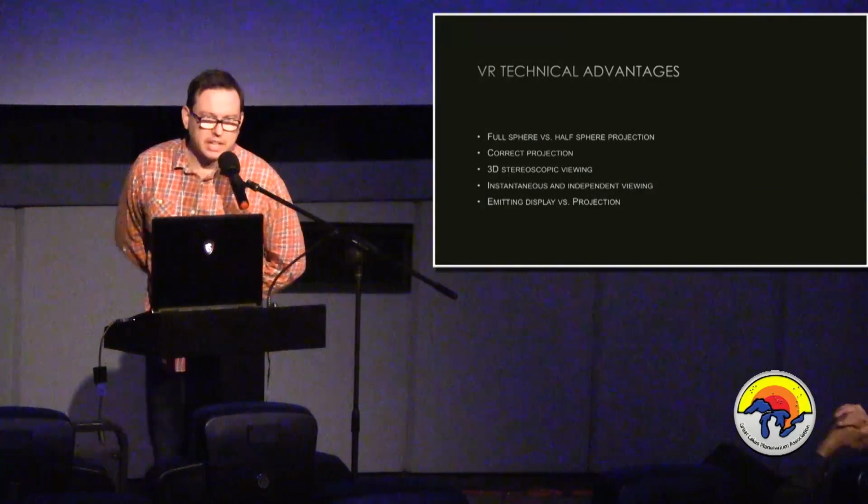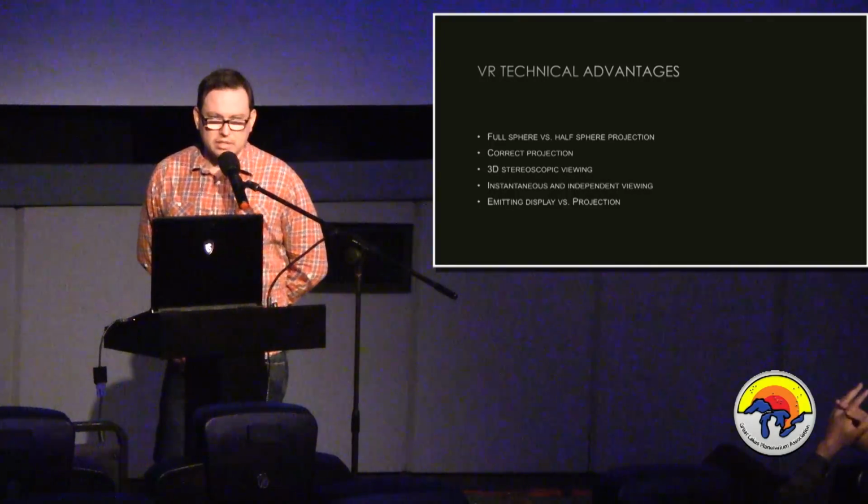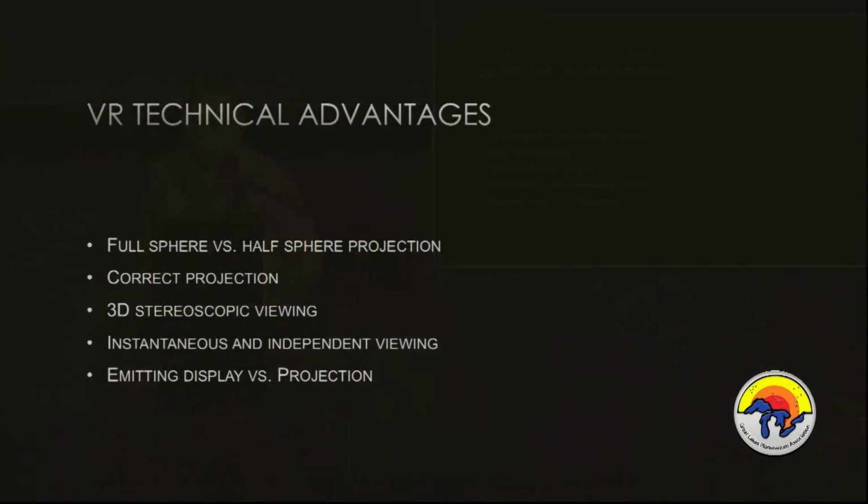There are technical advantages. I won't go over too many of these because I want to try to show something off that may or may not work. So we have full sphere versus half sphere. VR casting allows us to send out the full sphere stream to people. Correct projection, 3D stereoscopic viewing, instantaneous and independent viewing for each individual, and you have an emitting display instead of projection, so your phone, for example.